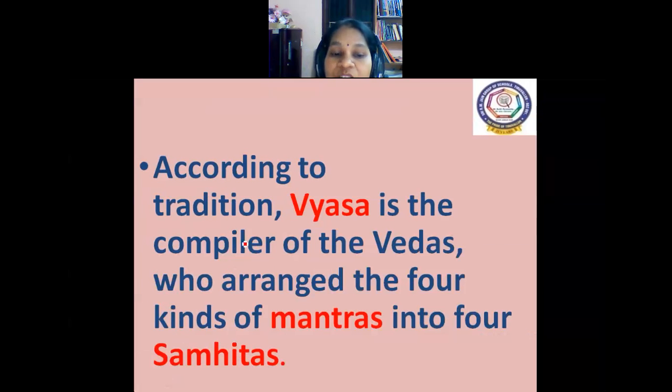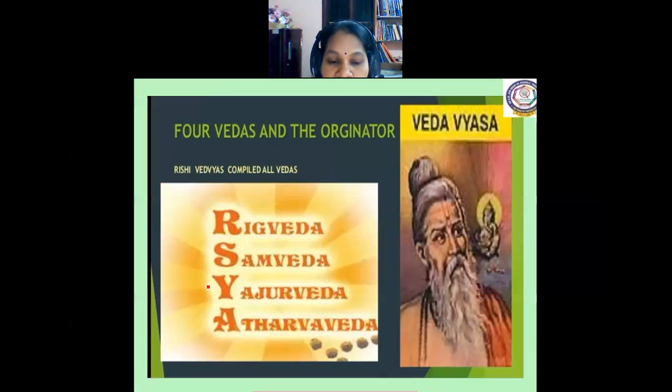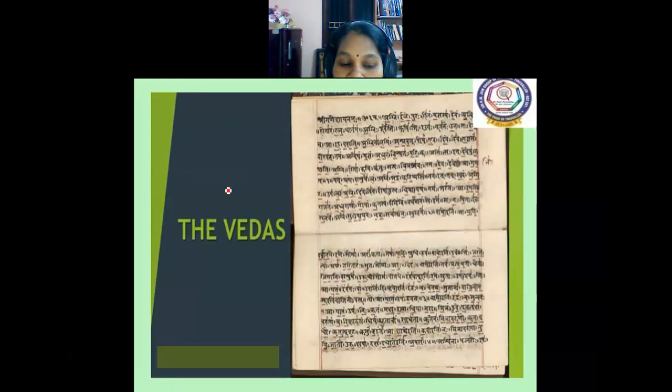According to tradition, Vyasa is the compiler of the Vedas, who arranged the four kinds of mantras into four samhitas. Samhitas are the branches, meaning the mantras. See, Rishi Veda Vyasa is the compiler of the Vedas. So these are the Vedas. It's in Sanskrit only. In school also you are given Sanskrit; the Gita chanting will be in Sanskrit, Tamil and also English.